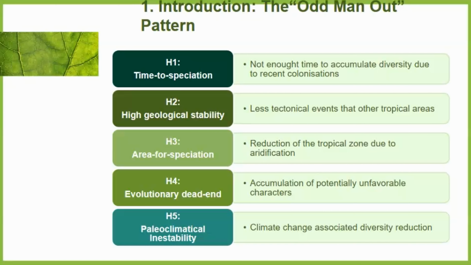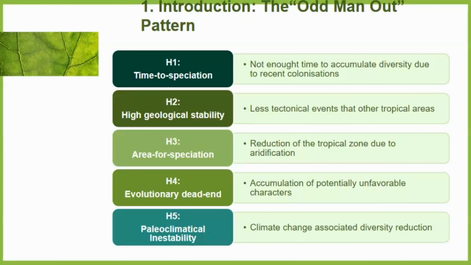Classically, there are more hypotheses than those that you can see, but those are the ones that we focus on. The first is time to speciation. So it says that the lower diversity in Africa could be explained because the colonization of the species is more recent than in other tropical areas.